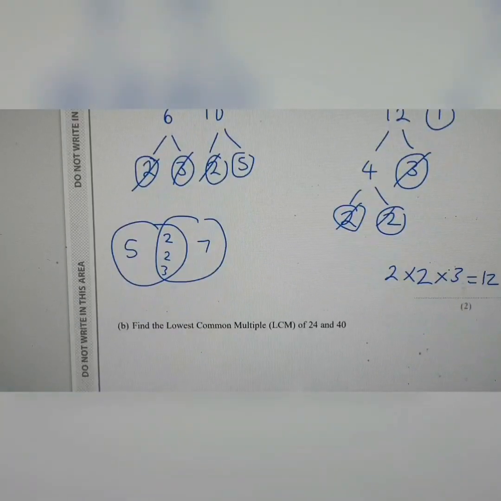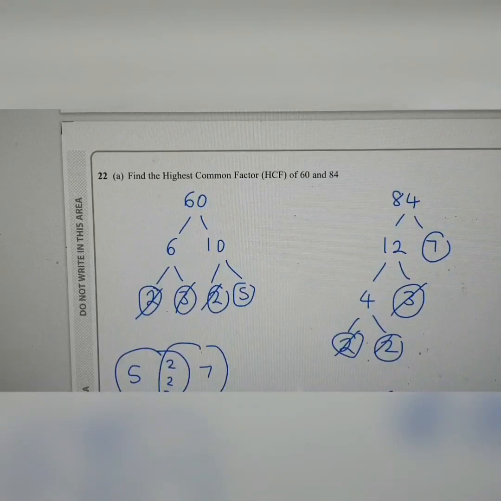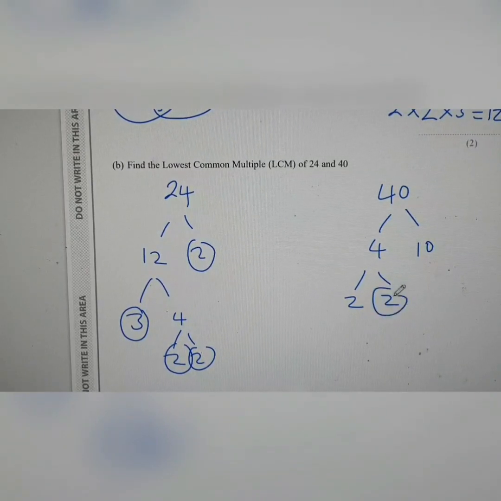Then find the lowest common multiple of 24 and 40. So you're going to do a prime factor tree again. So for 24, 12 times 2 is 24. 3 times 4 is 12. 2 times 2 is 4. Then extend 40. 4 times 10. 2 times 2, these are both prime. And for 10, 2 times 5.